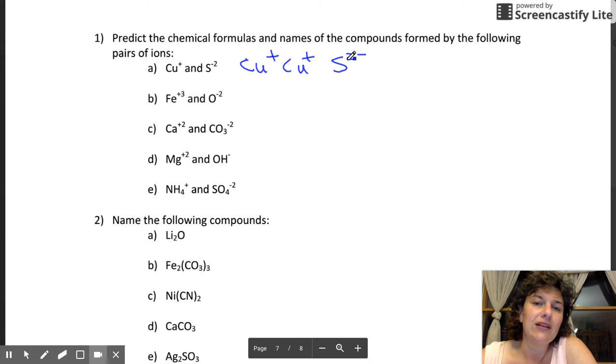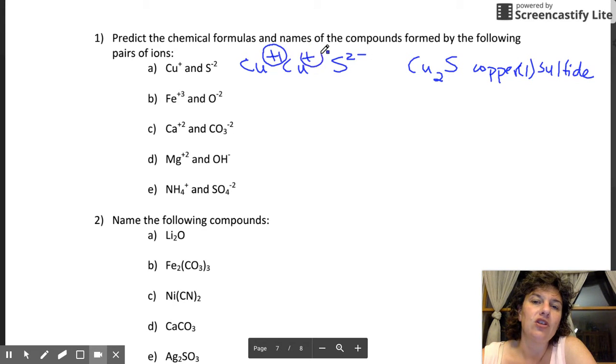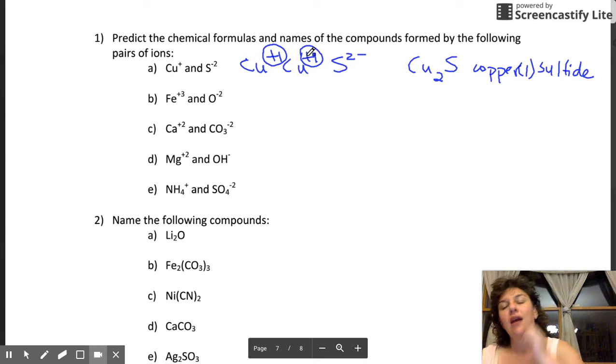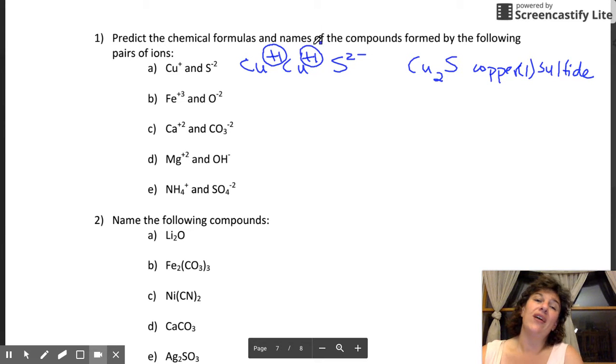So Cu plus, that gives us Cu2 and then S. This is copper 1 sulfide. And it's copper 1 because each one of them has just a +1 charge, right? If there's no charge that's listed, it's just 1.